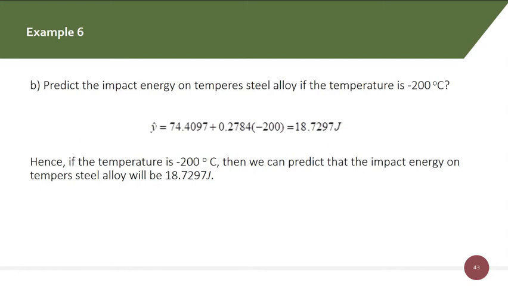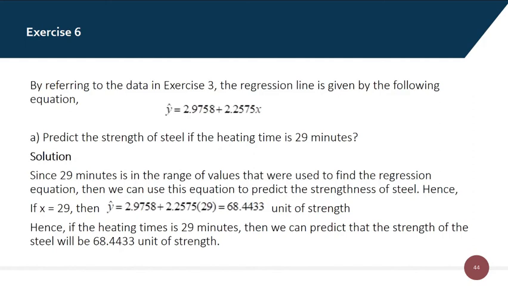Now look at exercise 6. Pause this video and do it yourself. After that, you can compare with the answer. Again, you need to use the data of exercise 3, where the regression line is given below. Predict the strength of steel if the heating time is 29 minutes. Since 29 minutes is in the range of values used to find the regression equation, we can use the equation to predict the strength of the steel.